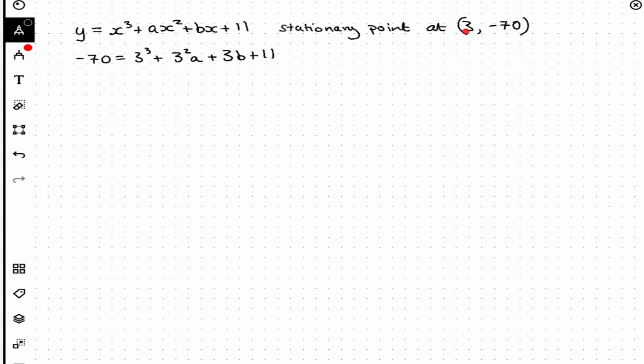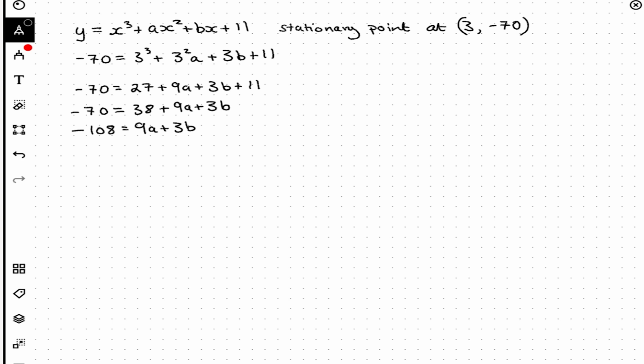All I've done is substitute in 3 where I see x and minus 70 where I see y, and I end up with minus 70 equals 27 plus 9a plus 3b plus 11, and just simplifying that we get minus 108 equals 9a plus 3b, and that's enough for now. So that's the first part of the question.